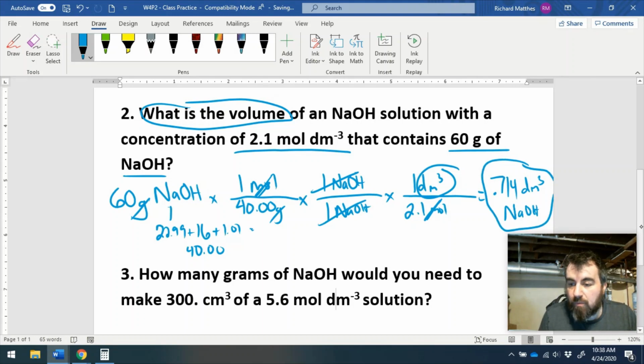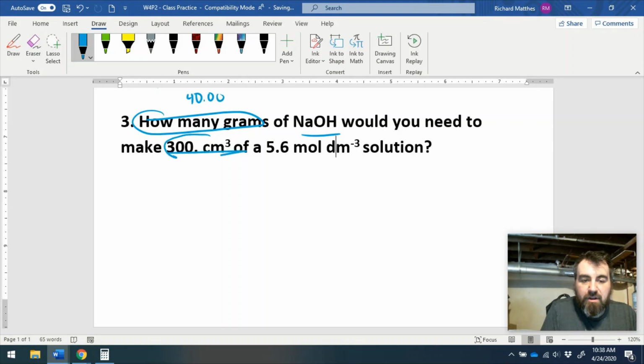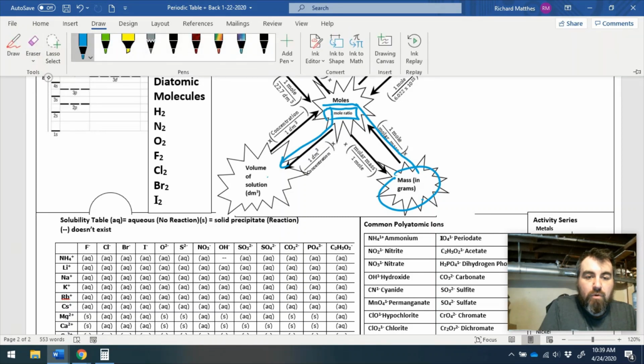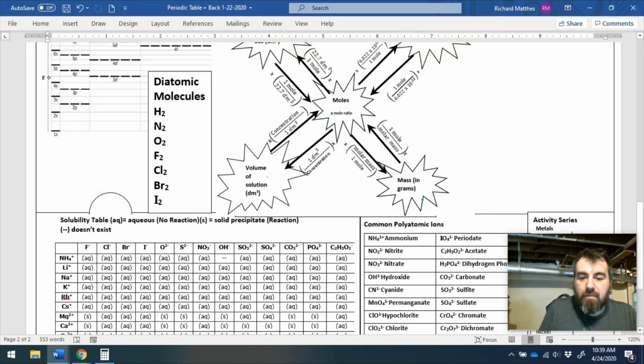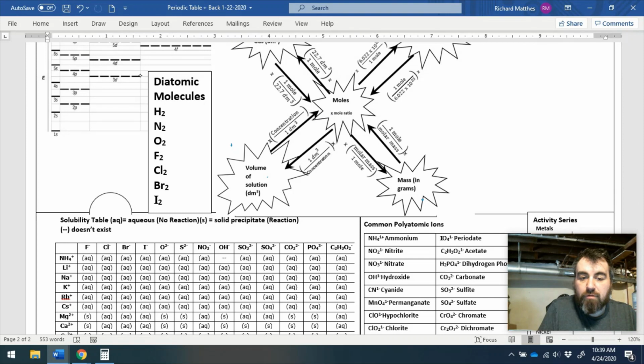We'll do one more different problem. This says, how many grams of NaOH would you need to make 300 centimeters cubed of a 5.6 moles per decimeter cubed solution. Okay, so for this one, we're doing the opposite of what we did last time. Last time we were going from mass to volume. Now we're going to go from volume out to mass like this. We're going to follow that path.